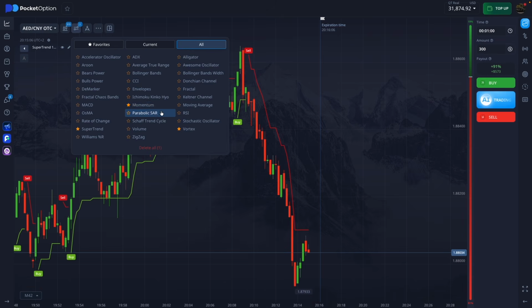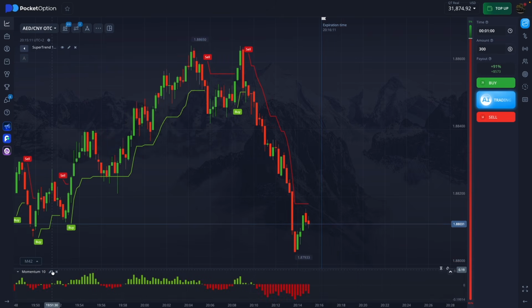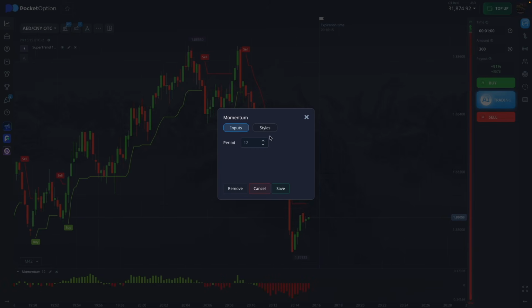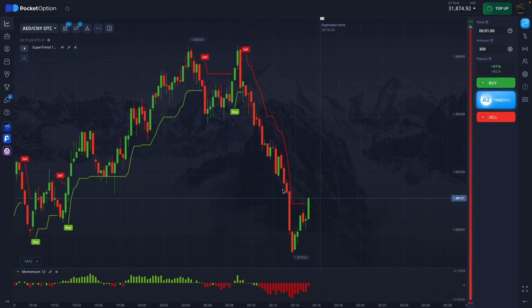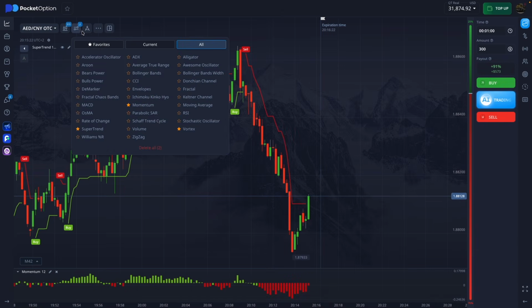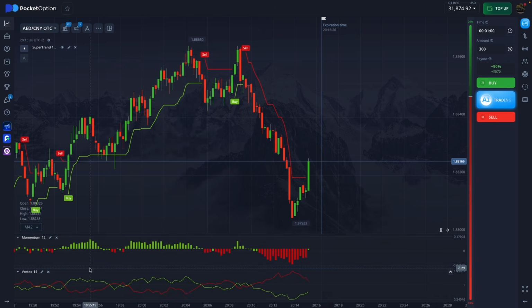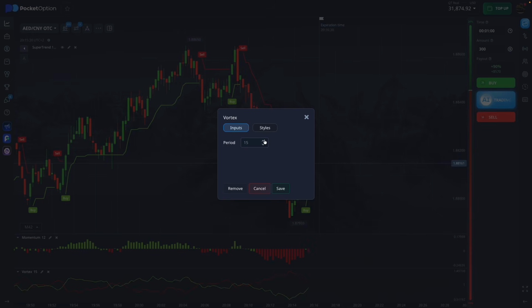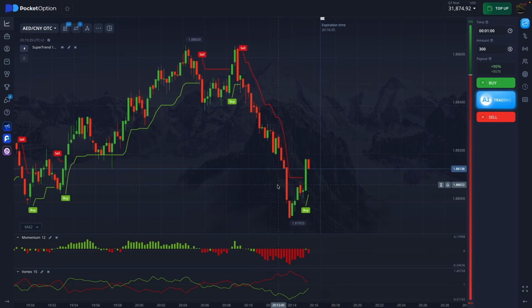The next indicator I need is the one called Momentum. I add it to the chart. Here, I go to Settings and increase the period to 12. In style, I don't change anything either, just press the Save button. And lastly, the third indicator that I'll use today is called Vortex. I also add it to the chart, go to the settings, and here I increase the period to 15. I don't change anything in the style, and with that, basically, I've finished setting up the indicators.